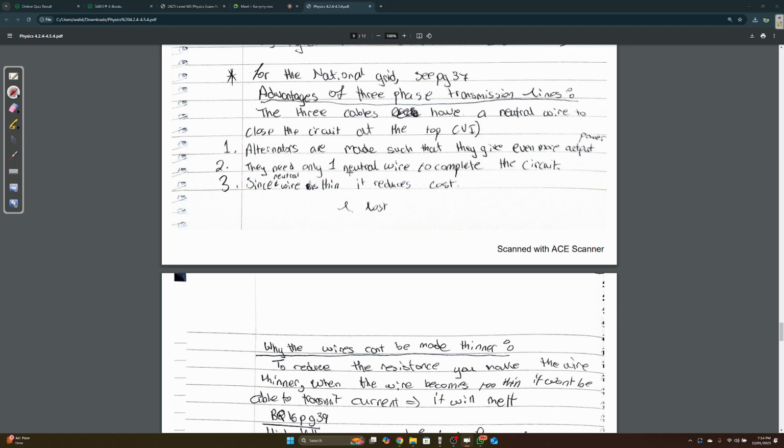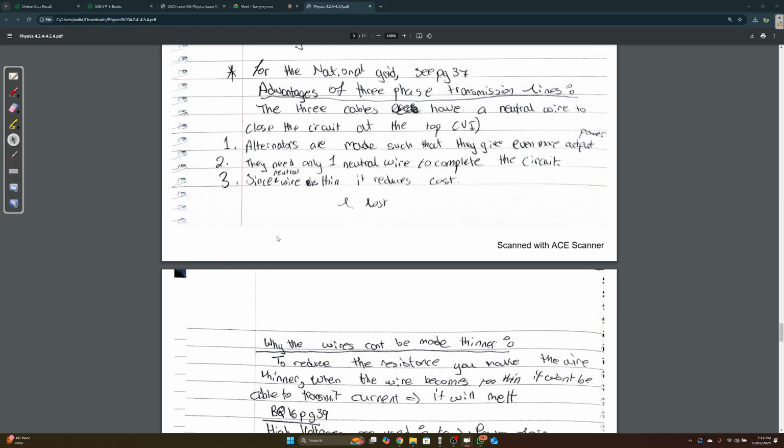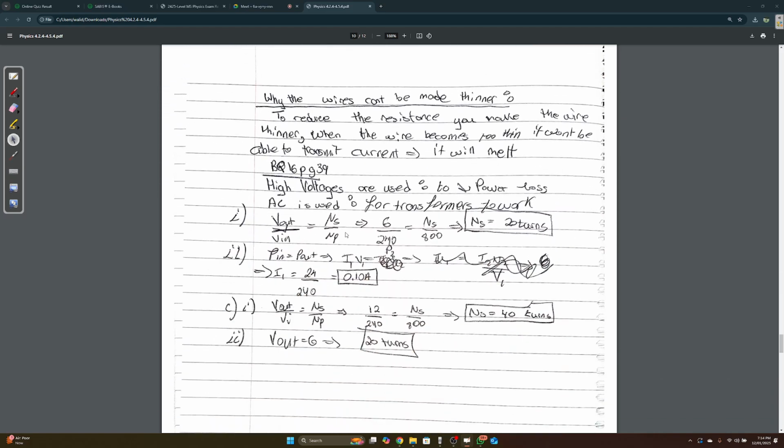And if you're using three wires instead of five or ten, you only need one neutral wire to complete the circuit. Someone's going to come and say, why don't you just use one wire for the whole thing? Kid, you can't rely on one wire. You really can't.